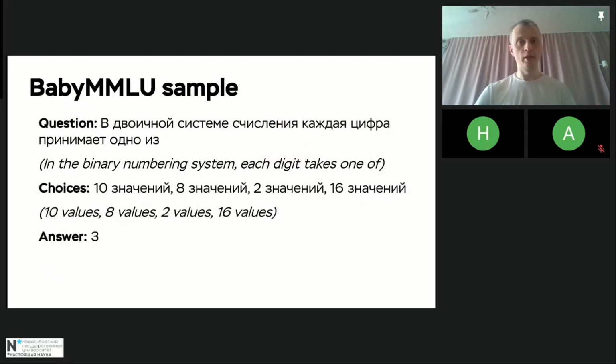Here you can see one BabyMMLU sample. For example, the question is: in the binary numbering system, each digit makes one of, and there are different options, 10 values, 8 values, 2 values, or 16 values. Also, we specify the correct answer, which is third for this sample. So it's two values. By the way, BabyMMLU is written in Russian.